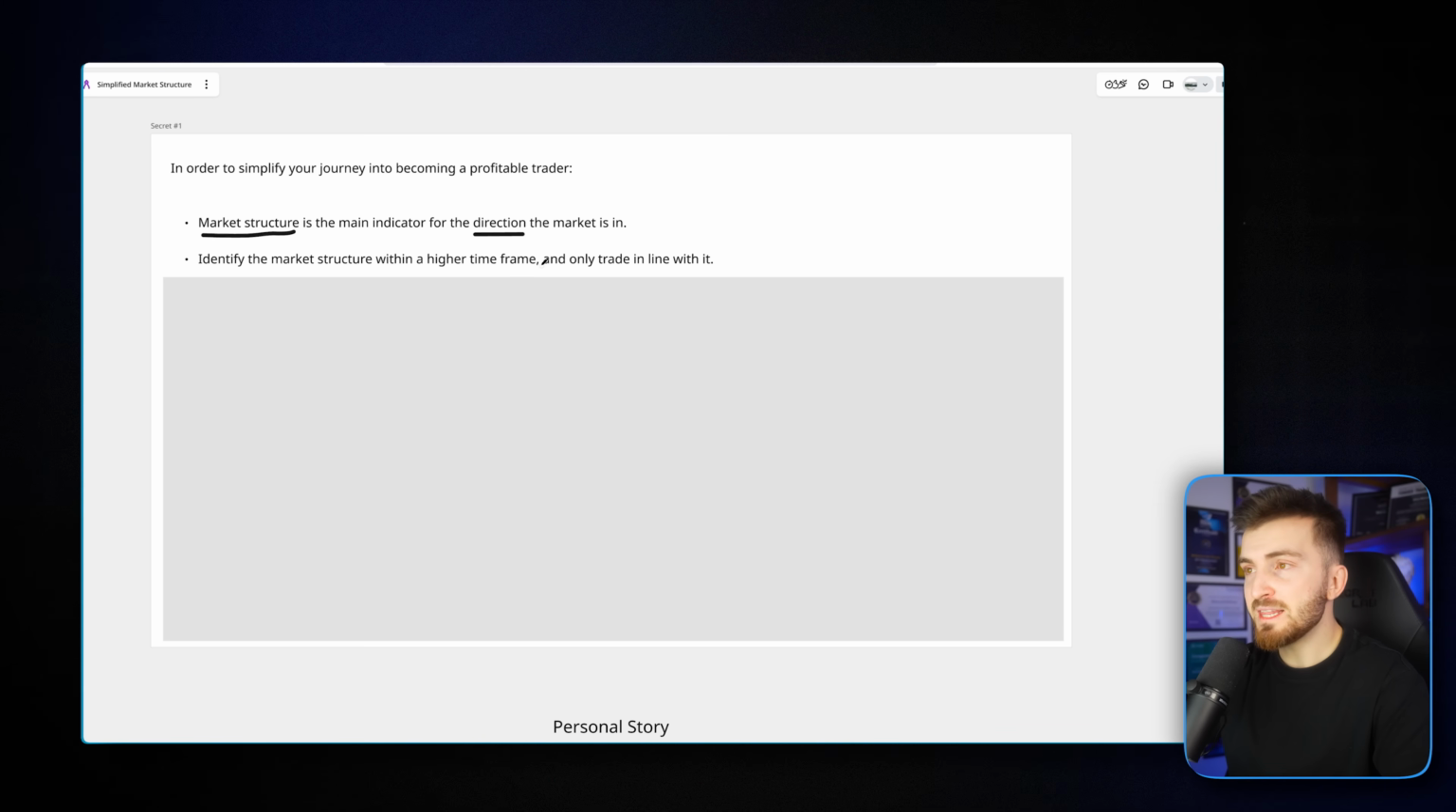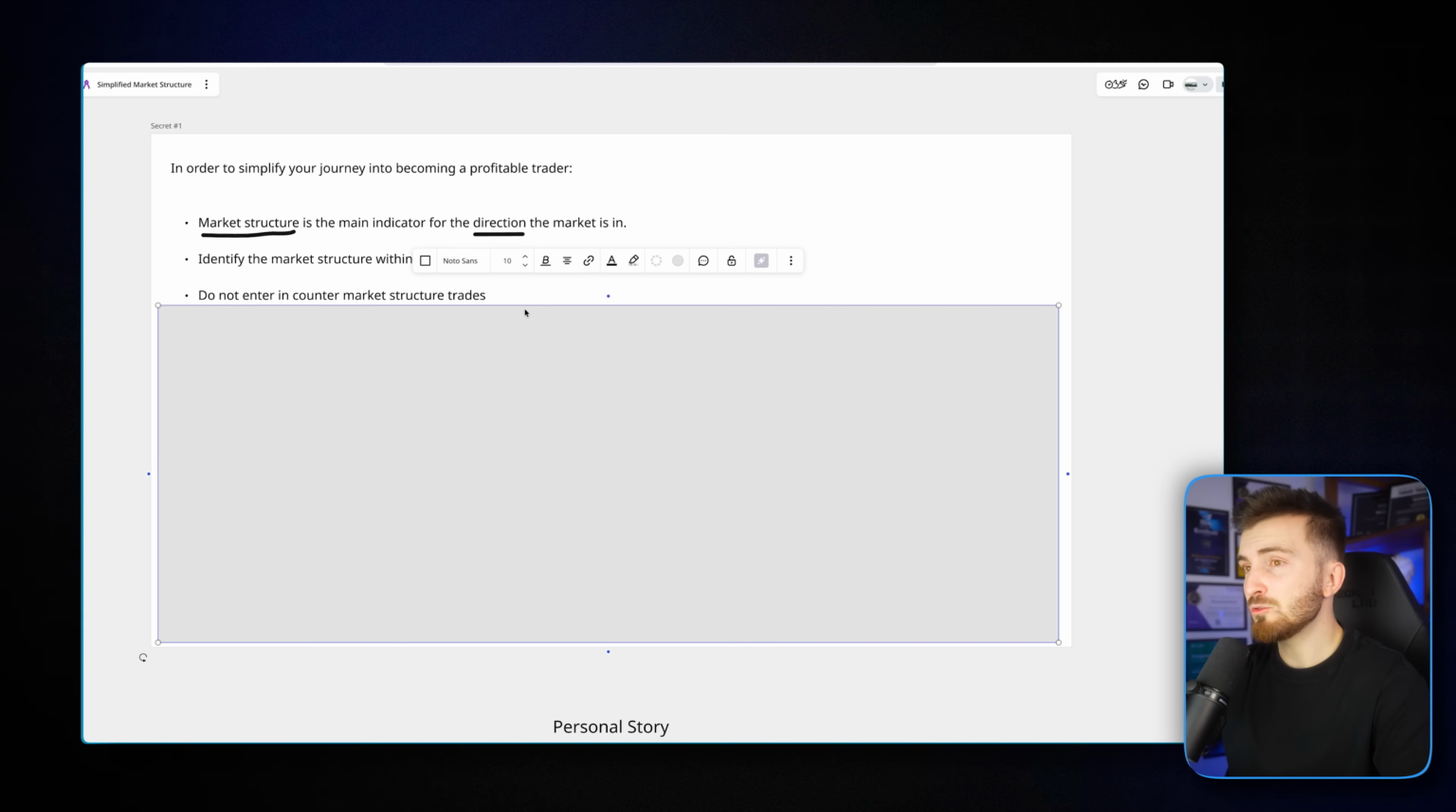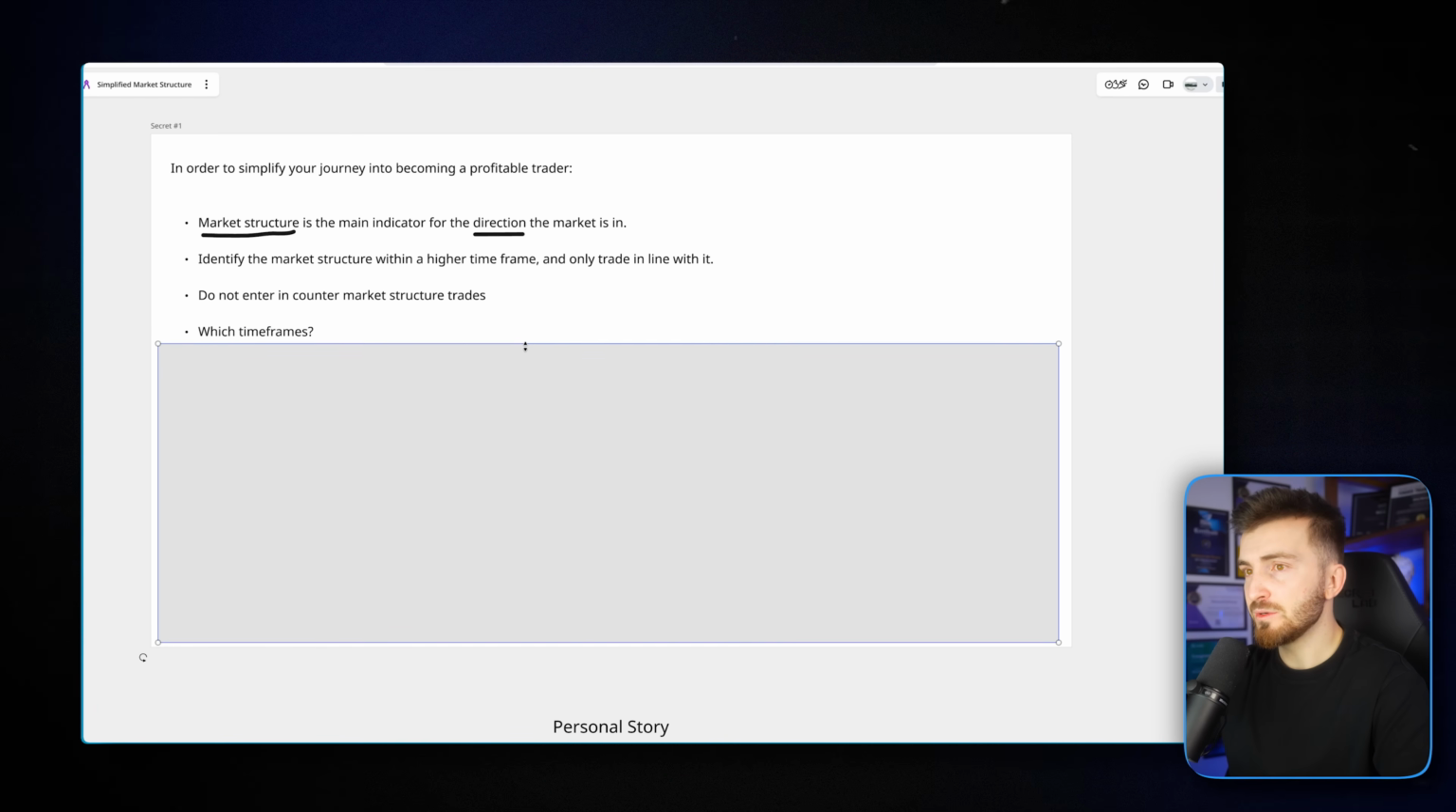And once we define the higher time frame, we only trade in line with that market structure. And we do not enter in counter market structure trades, which we will talk about very soon. Now, which time frames are we going to be doing this in? We're going to be doing this on the 4 hour and on the 1 hour. This is where we are going to be reading the most effective market structure.